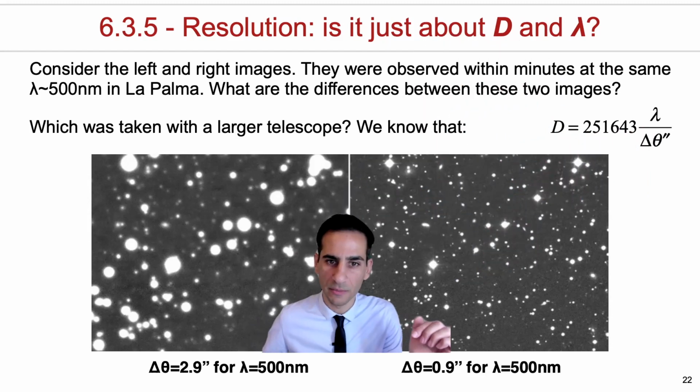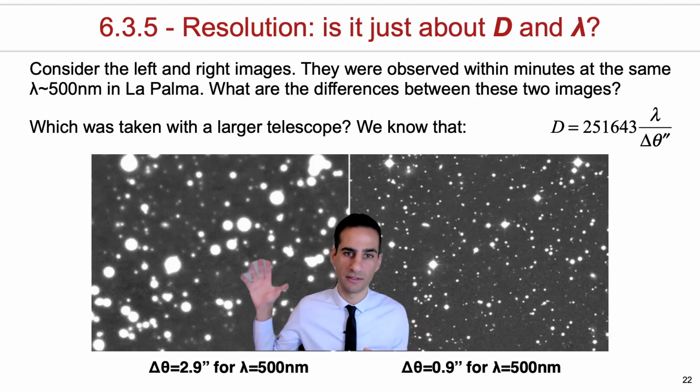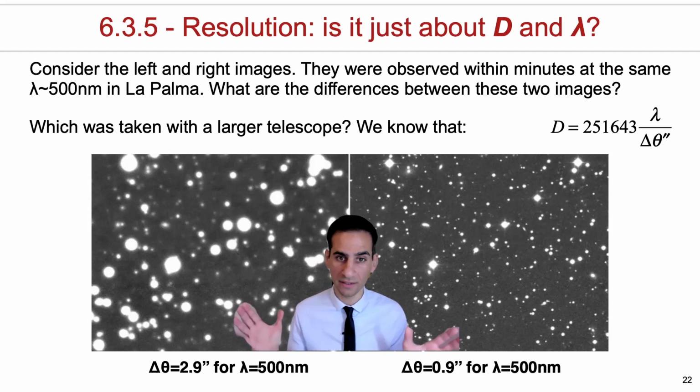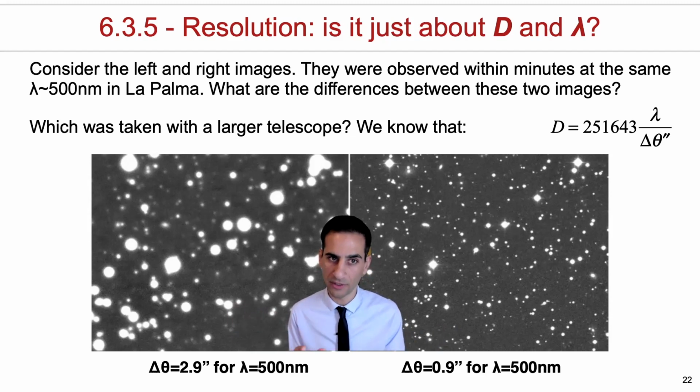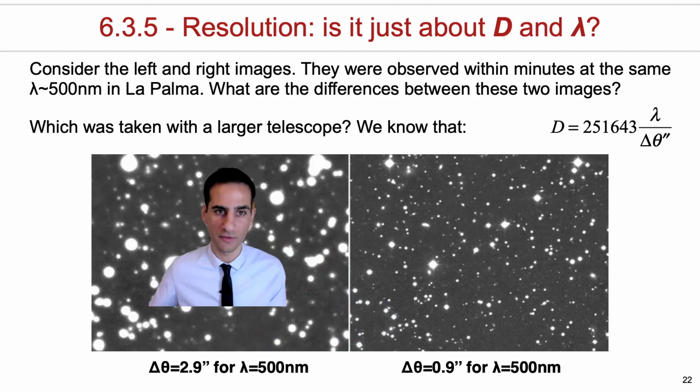But let's look at some practical examples. Behind me, you can actually see this side and this side. They're images that were observed within minutes at exactly the same wavelength. And if you look carefully, you will realize that these images are showing exactly the same sources. It may not look like this at first sight, but if you look carefully at it, you'll be able to identify pretty much all the sources from this side.